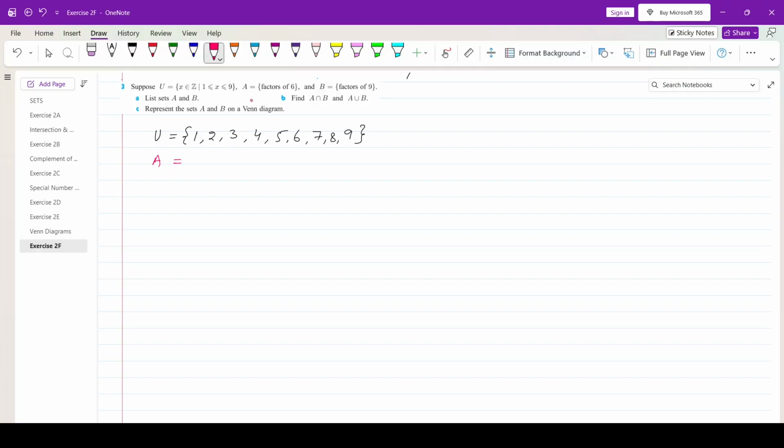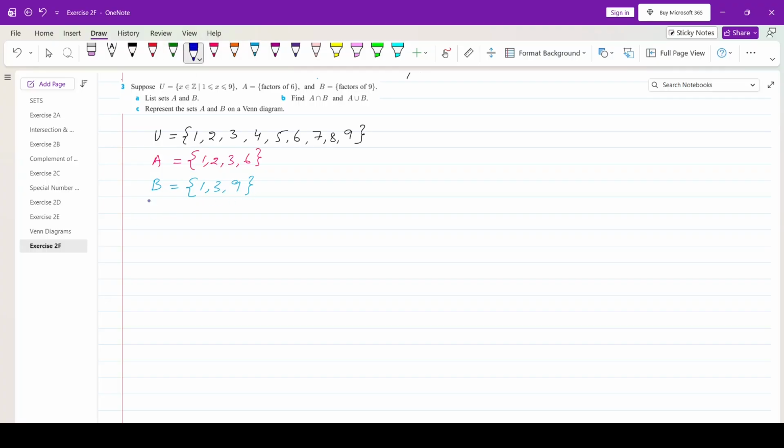A is a set containing factors of 6. That is going to be 1, 2, 3 and 6. B is a set containing factors of 9. That is going to be 1, 3 and 9.